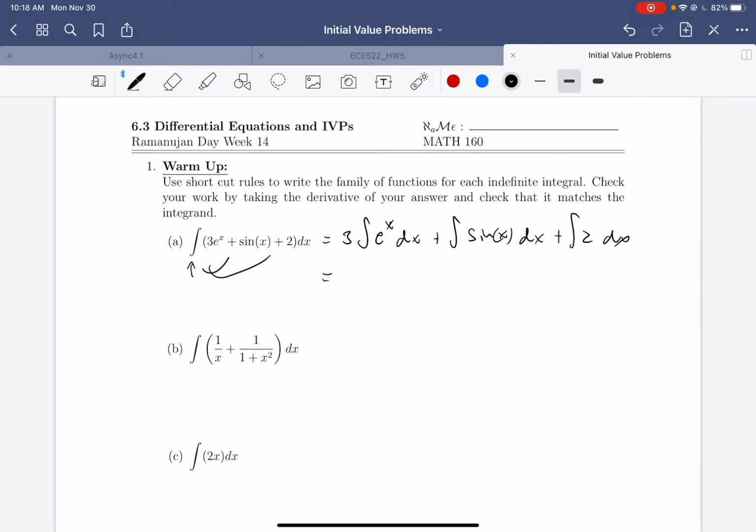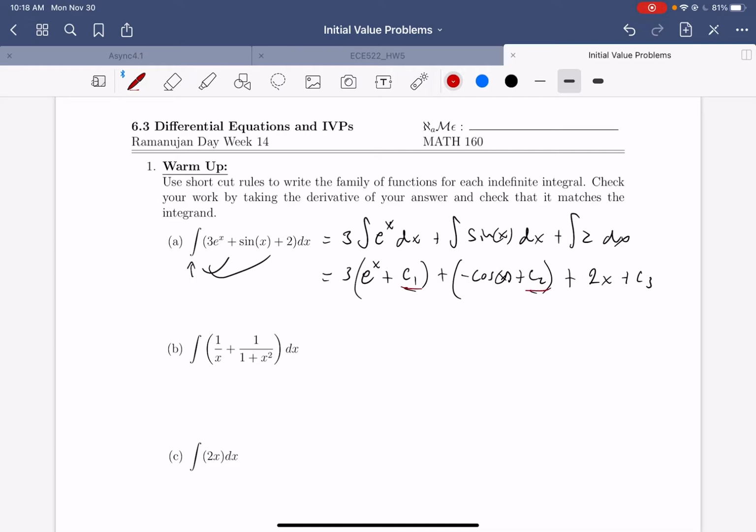And the antiderivative of e to the x is just itself, e to the x, and there's a 3 out front. And I could say plus c1, and then I have the antiderivative of sine, which is negative cosine, and I could say plus c2, where these c's are constants. And then the antiderivative of 2 is 2x, and I could say plus c3.